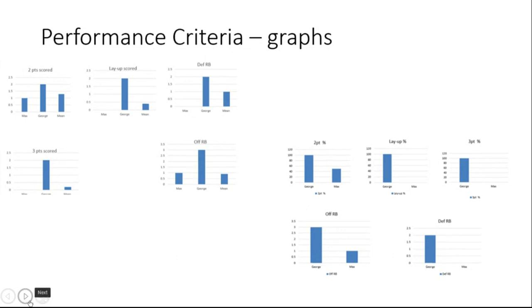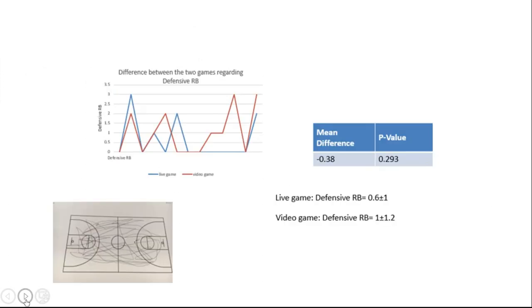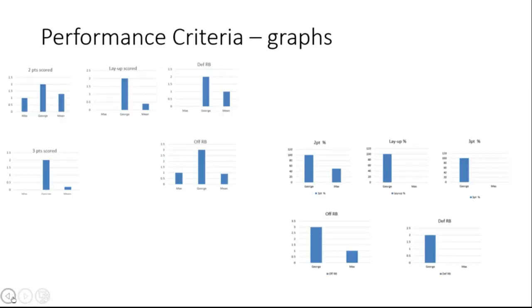In connection to this, we looked at the difference between a live game and a video game to see if the participant was performing poor on one specific day. However, this was not the case, as across both games, he was below average in the group mean for layups and defensive rebounds. I also looked at the percentages of his performance criteria against another participant in the group. And once again, the layups and defensive rebounds were significantly lower than the other participants.